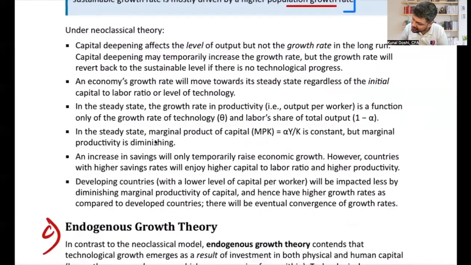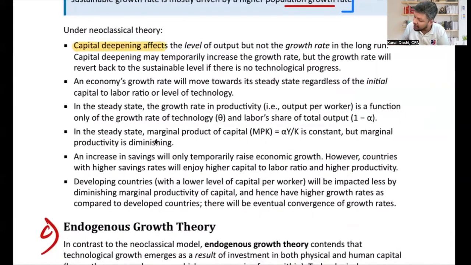So under neoclassical theory, capital deepening affects the level of output. It means capital deepening will increase the GDP, but not the growth rate in the long run. This is the most important thing. And therefore, you notice in the formula, there was nothing mentioned about the capital. We only talked about the labor and technology. Did you observe that?